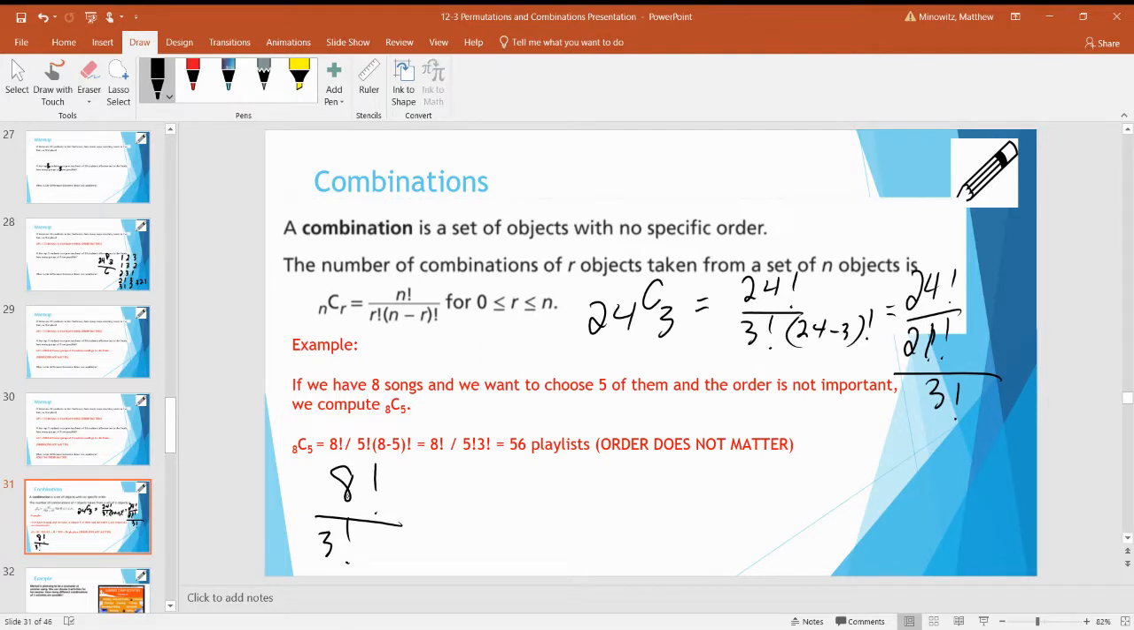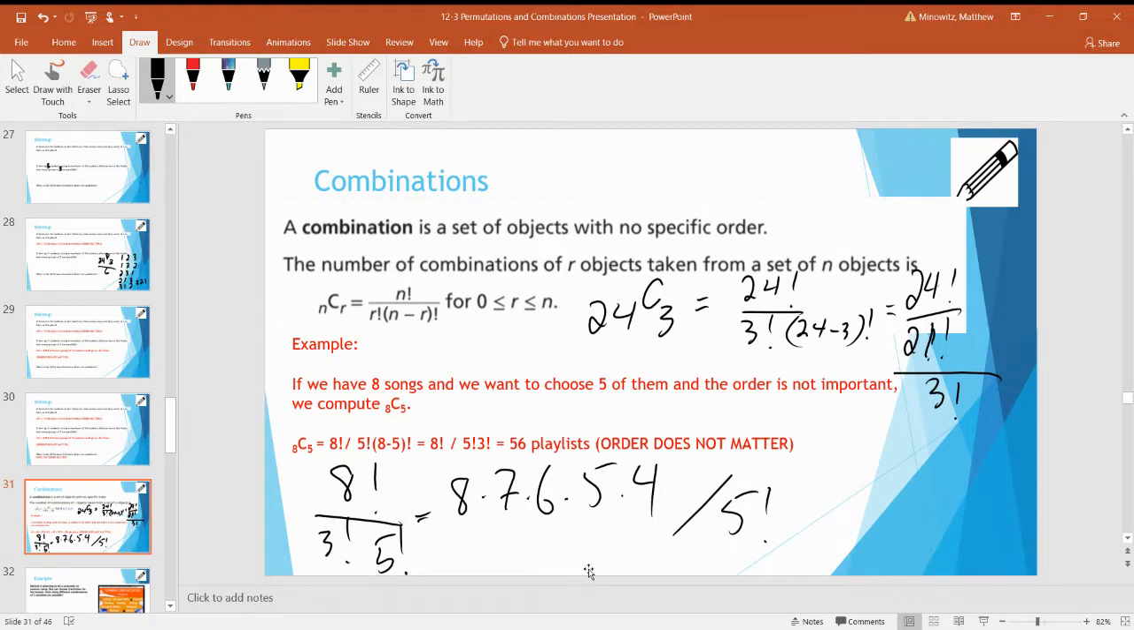That does 8 times 7 times 6 times 5 times 4. And then we're going to take that number and divide it by 5 factorial because it's how many double counts we have. So we do the permutation and then divide it by how many repeated counts we have. Or we can just do 8C5 in the calculator and get 56 playlists.